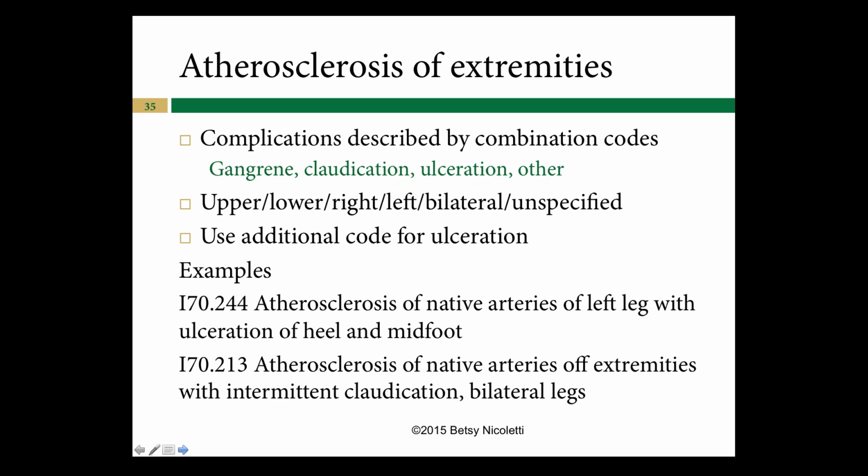There are some codes that don't have a bilateral code, like knee pain. The patient has right knee pain and left knee pain, and there's no bilateral code. We code them both. And then these codes, if the specific complication is ulceration, it tells us, not surprisingly, use an additional code for the ulceration. So here's some examples.